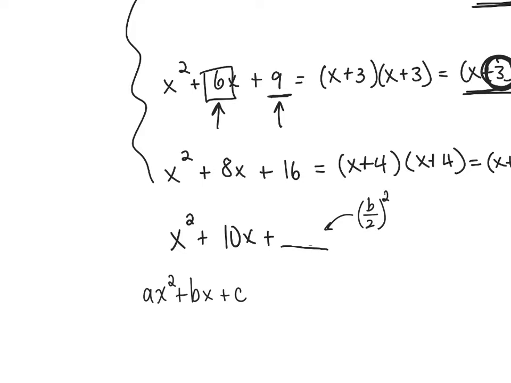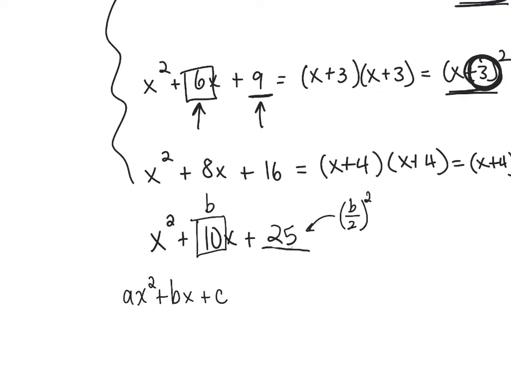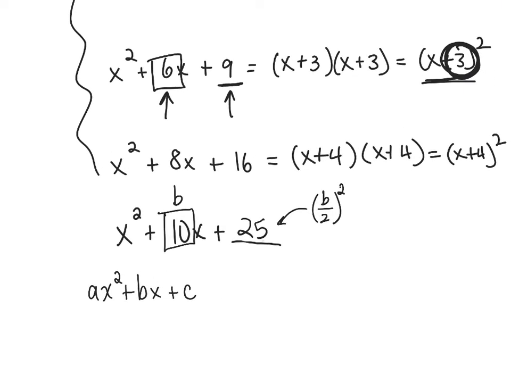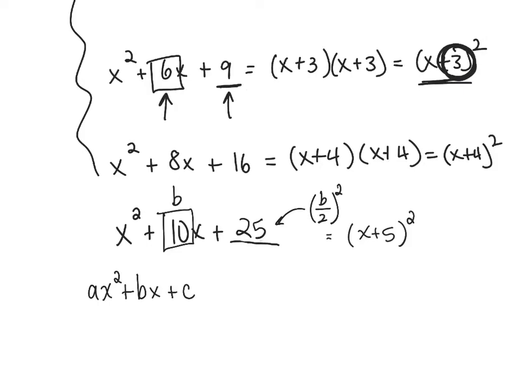squared, where this is b. So half of b would be 5. 5 squared is 25. Now that we've formed a perfect square trinomial, we have, quote unquote, completed the square, in which case we can write this as x plus 5 times x plus 5, or x plus 5 squared. So this is essentially what we're doing, is creating perfect square trinomials.